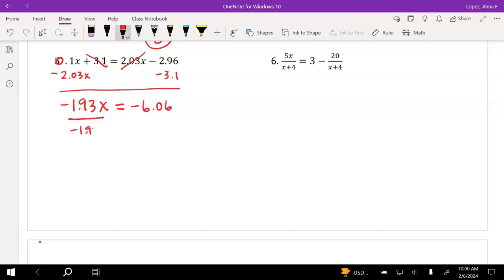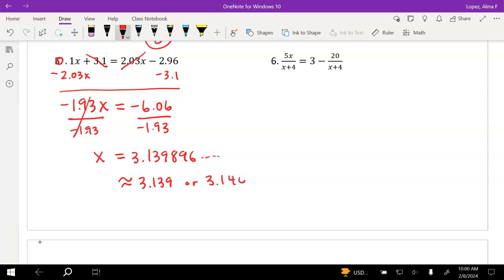To solve for x, all we do is divide both sides by a negative 1.93. On the left-hand side, the x will be left by itself, and on the other side, after dividing by negative 1.93, I'm going to get 3.139896, blah, blah, blah. If you want to be safe, always keep 3 decimal places. Now, I would like for you to be able to round, so this would actually be 3.140, but if you gave me just 3 decimals, I'm going to be okay with that too.